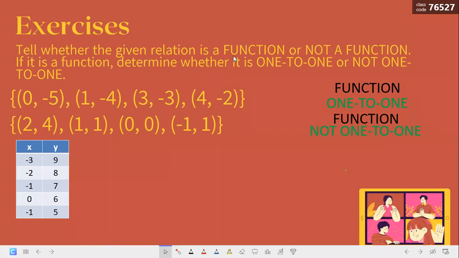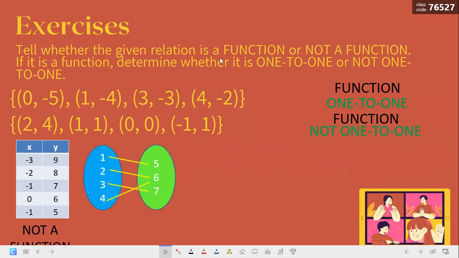Go, Miko. Not a function, ma'am. Why? The domain -1 is repeated. It becomes one-to-many. Yes, so that is not allowed. One-to-many is what happened here. Unlike the second example, which was many-to-one. But in this case, x is repeated and paired to y, so it's not a function. Thank you, Miko. Okay, let's have this one.